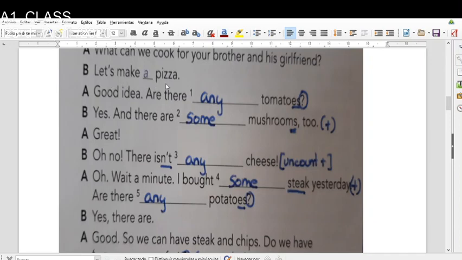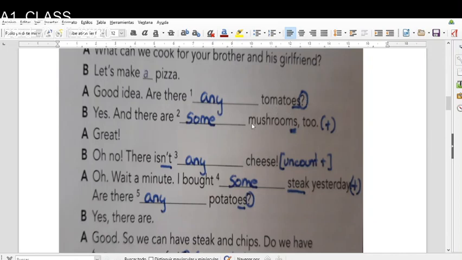Let's make a pizza. Pizza. Affirmative. And singular, a pizza. Good idea. Now, look at here. I have to take into account, primero que nada tengo en cuenta el tipo de sustantivo. Tomatoes, look. Tomatoes is plural. Then, plural and interrogative, que no sale en el esquema. Any, very good. Are there any tomatoes? ¿Hay tomates?